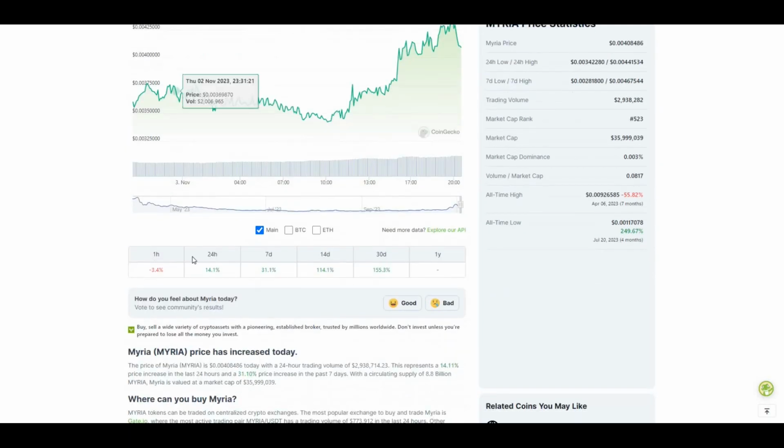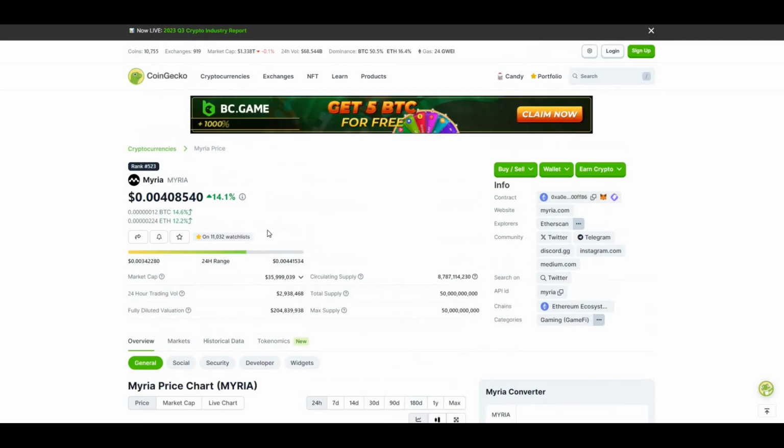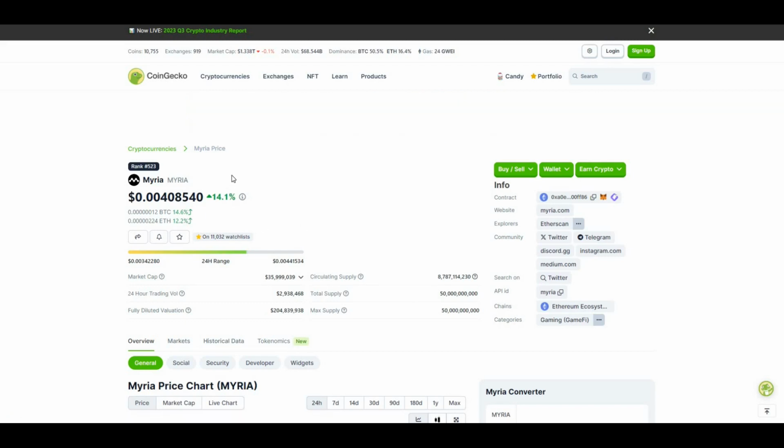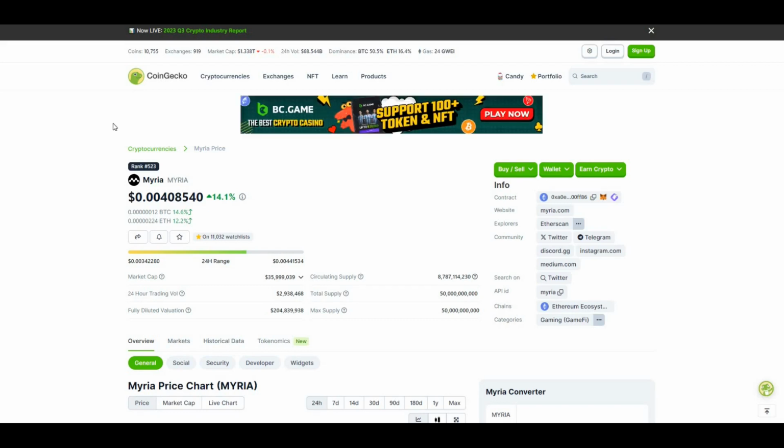If I take a look at the performance over the last 30 days, up 155%. Last 14 days, up 114%. And the last 7 days, up 31.1%. So really doing well. And as I was saying guys, in the last 24 hours, up 14.1%. So it's one of those that's had a mini bull run within itself and continues to explode. Now let's take a look at the website and see what it has to offer.